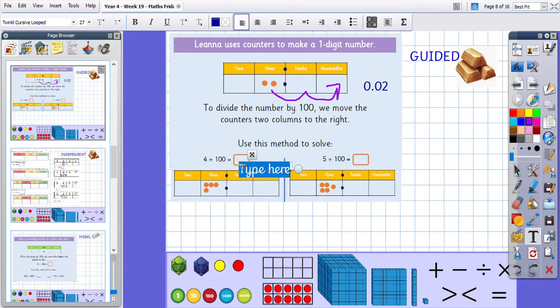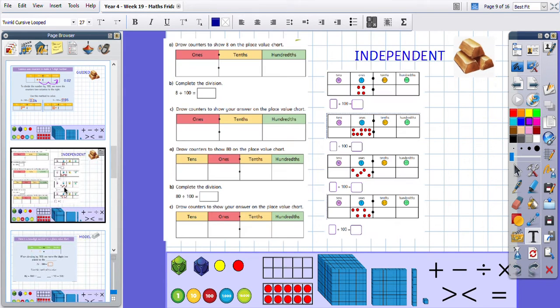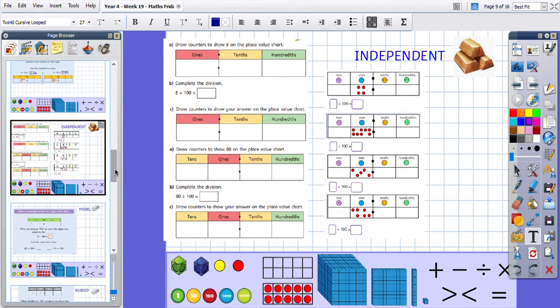Okay then, so your answer should have been 0.04 and 0.05. So if you are starting on bronze today, your questions are on the website to independently look at dividing by 100 using counters.